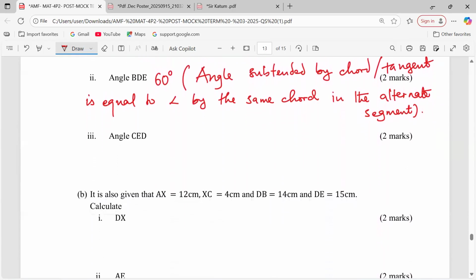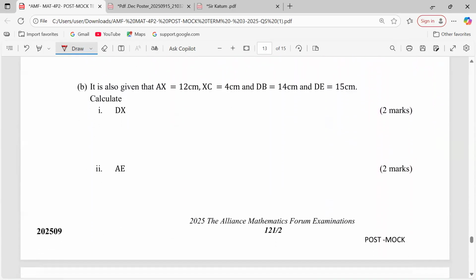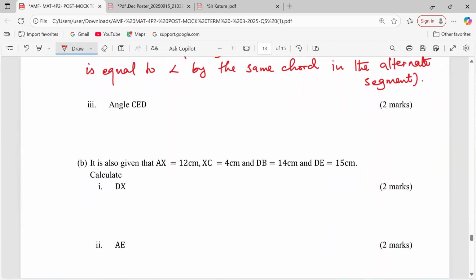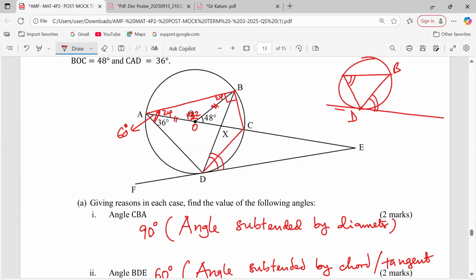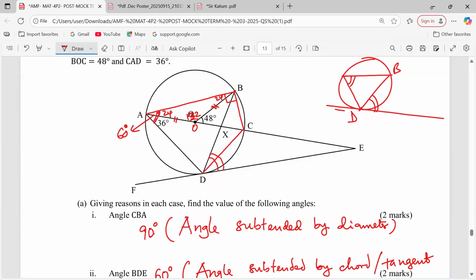We are also finding a certain angle here. We are finding the angle CED. Let's look at that. CED. For this one, we can use a lot of approaches. Remember, we have already gotten 60 here.